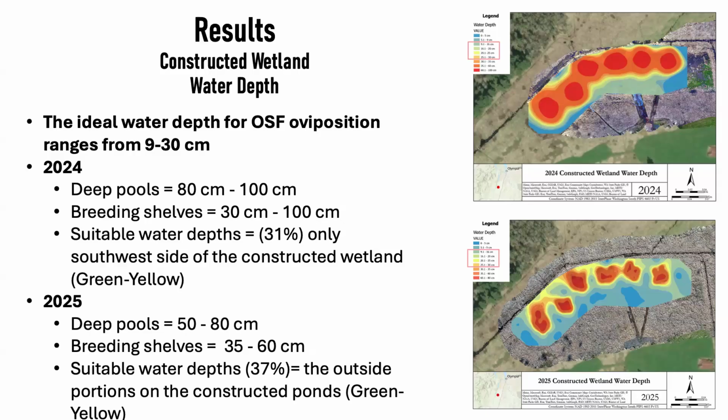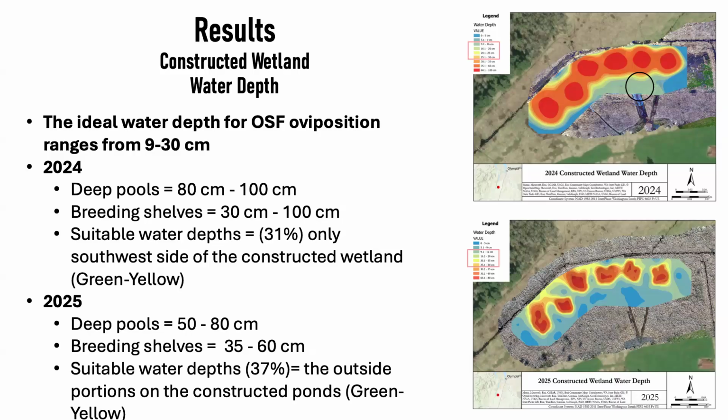So most of the locations where it was suitable water depths occurred on the southwest side of the constructed wetland. And you can see the areas that are shaded in light green and yellow. And I also circled the color here so it's easy for folks to see. And so about 31% of the constructed wetland had suitable water depths for oviposition.